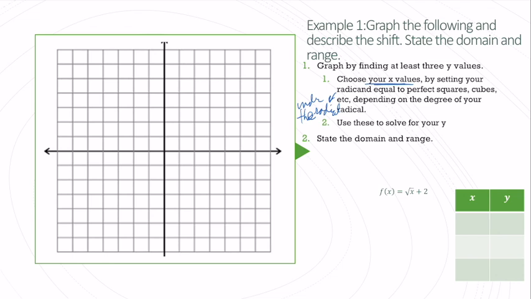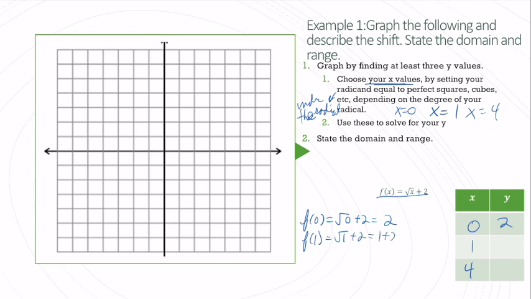So this is a square root, so I want to pick the first few perfect squares. I want x to be 0, x to be 1, and x to be 4. Those are going to be our first few perfect squares. I'm going to substitute these into my function. f of 0 is the square root of 0 plus 2, which is 2. f of 1 is the square root of 1 plus 2, which is 1 plus 2, which is 3. And f of 4 is the square root of 4 plus 2, which is 2 plus 2, which is 4.